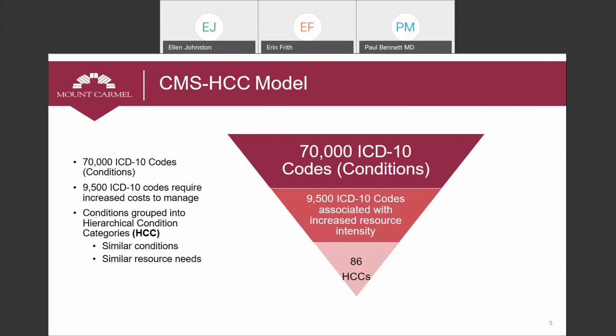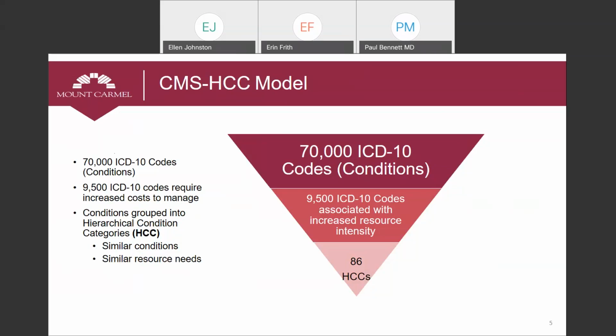An HCC is a group of chronic condition diagnoses that are clinically similar and have been determined to have a similar effect on resource utilization. Each HCC has a weight, and these weights are what calculate the clinical portion of the patient's risk score. There are 86 HCCs that are included in the 2020 risk adjustment model.